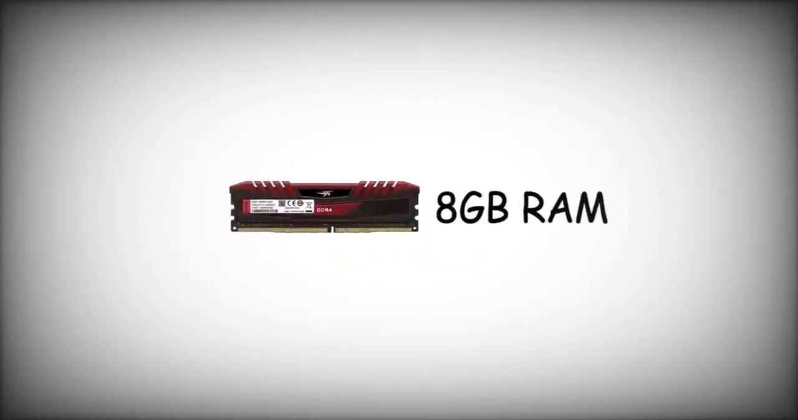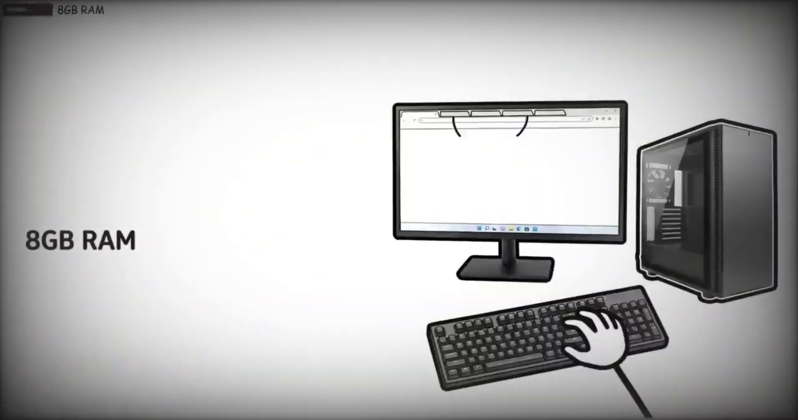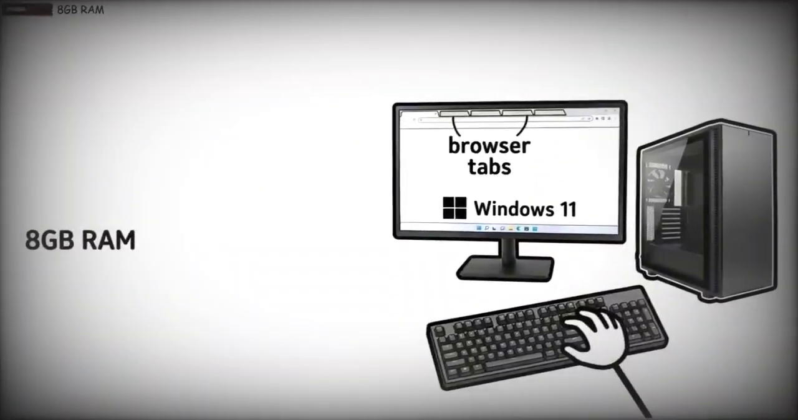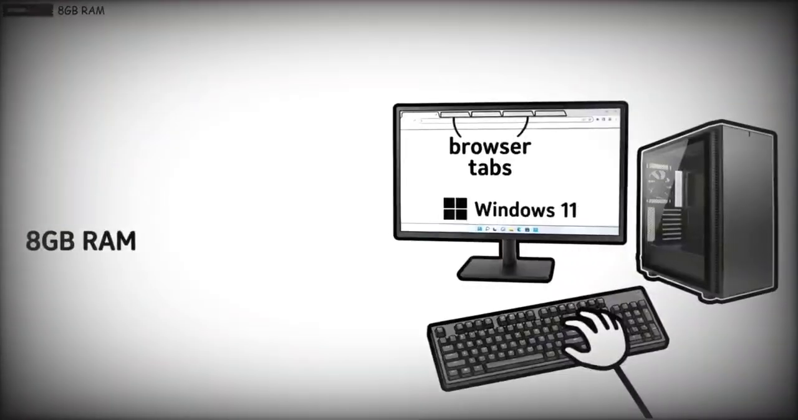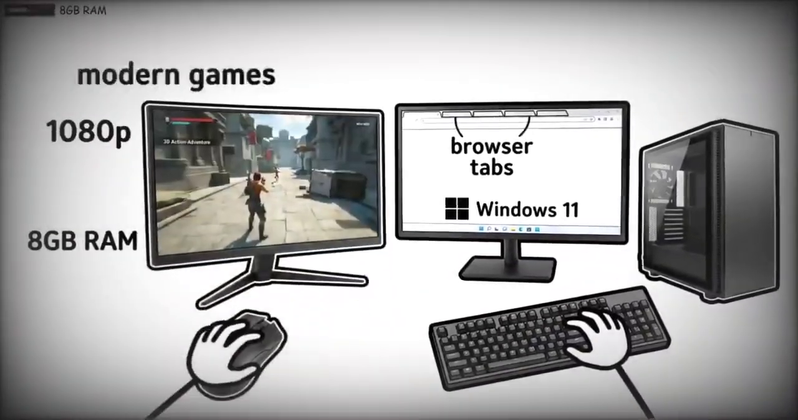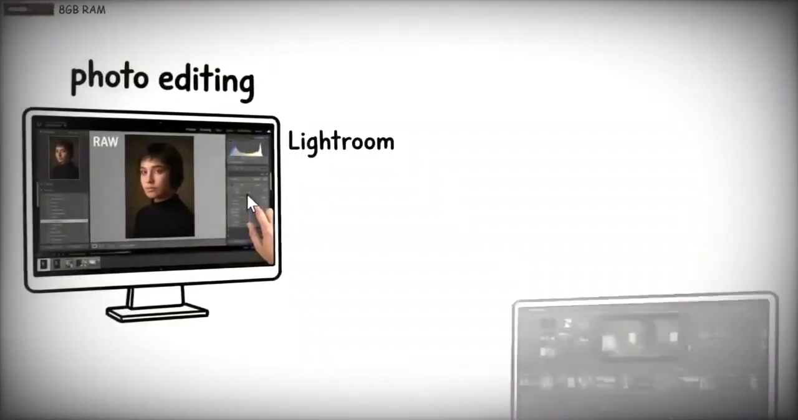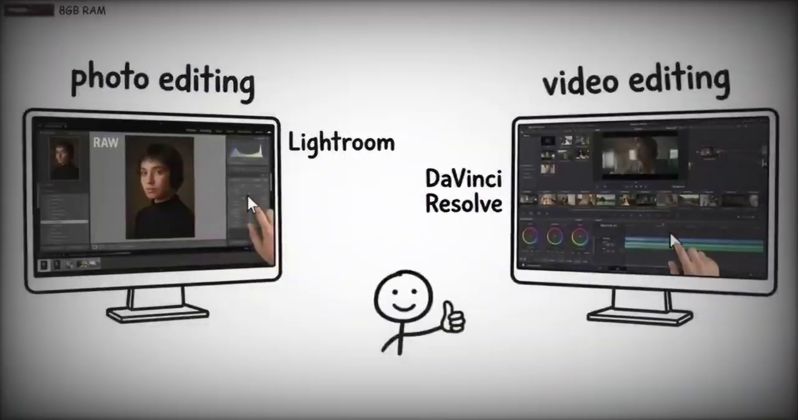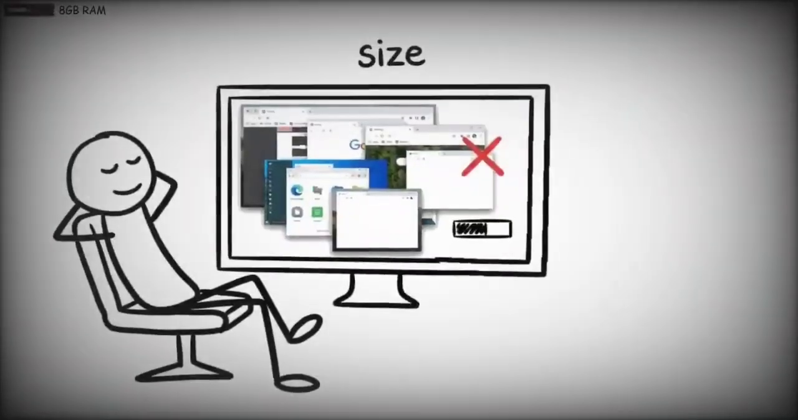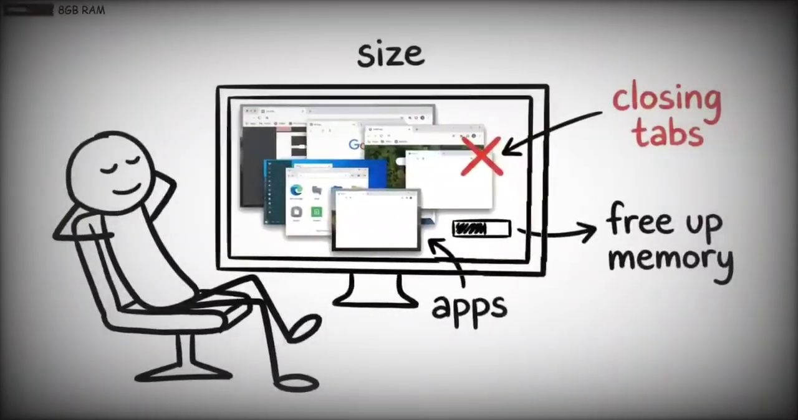8 gigabytes RAM. With 8 gigabytes, you can comfortably run Windows 11, keep 20 or more browser tabs open, use Microsoft Office, stream videos, and play most modern games at medium settings without major issues. Light photo editing in Lightroom and basic video editing in DaVinci Resolve also work fine. This is the size that finally lets you stop worrying about closing tabs or apps just to free up memory.